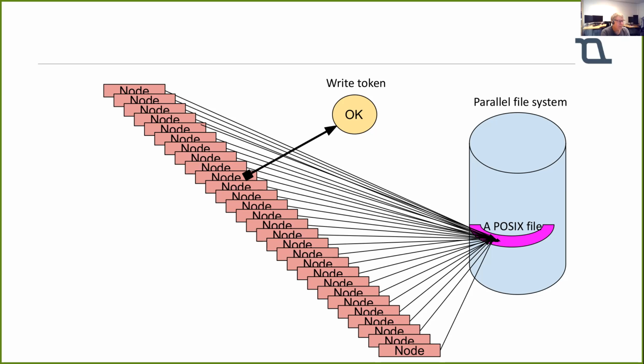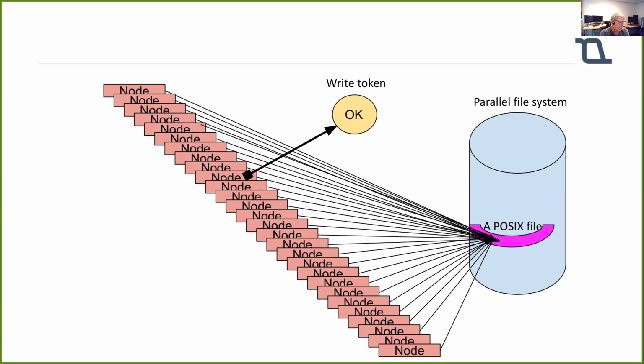So you have the write token. All of these nodes have opened the file and want to do write, but only the one who has the write token can write. All the others have to wait on a single POSIX file. So this is problematic for any parallel file system, that you cannot write in parallel unless you do some tricks. And that's not often done.